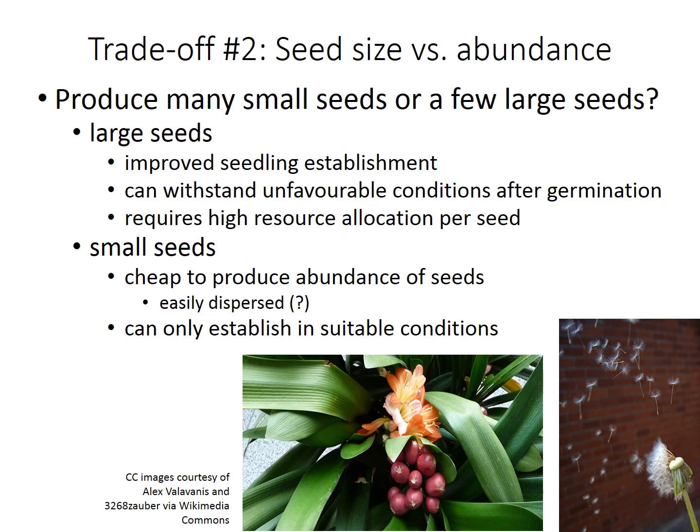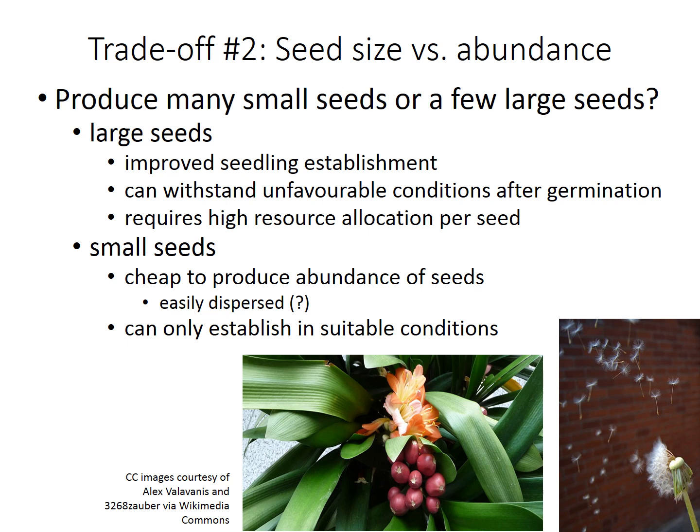The second trade-off example that I want to share with you is the trade-off that plants make between investing in large numbers of seeds versus large seed sizes. So a plant can decide to produce many small seeds or a few large seeds, and there are benefits to both. Large seeds are associated with improved seedling establishment. This is because those seeds have got extra resources, so they can withstand unfavorable conditions after germination for longer. It's like they've got a full tank of fuel that they can burn through, waiting for conditions to get better.